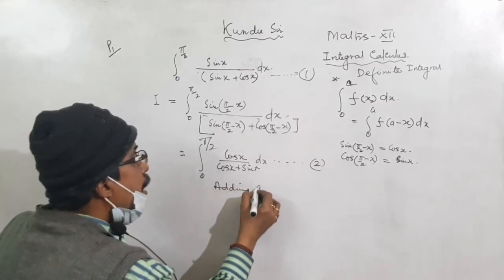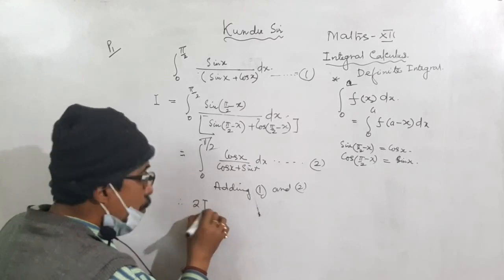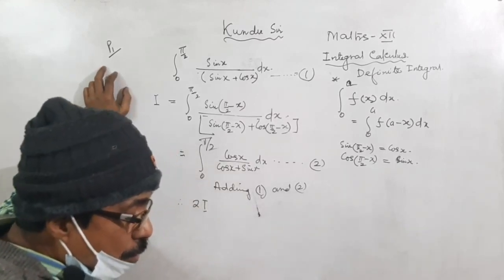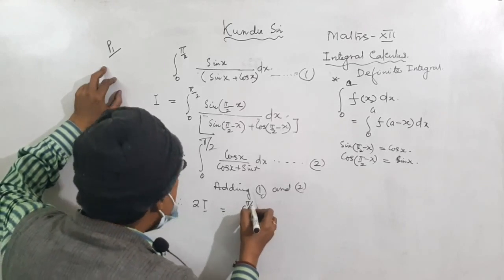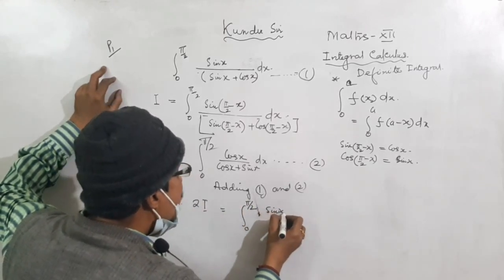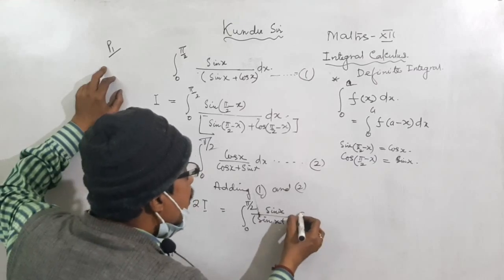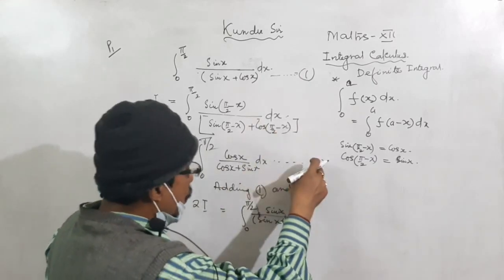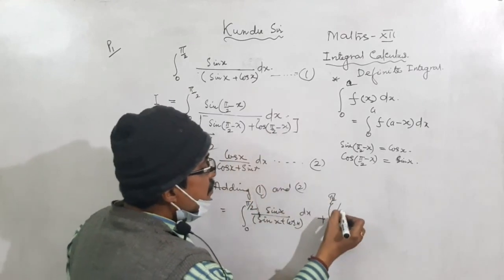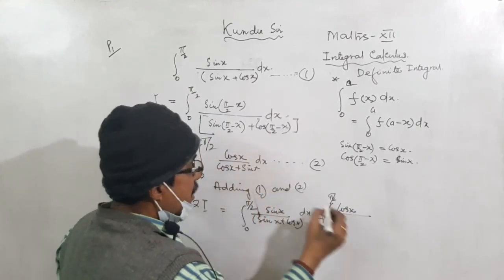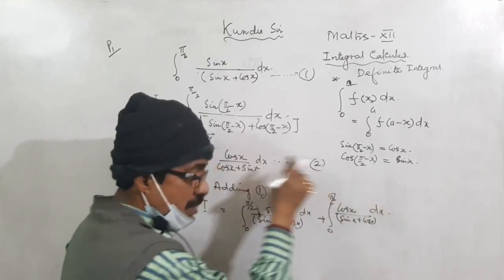Now we are adding 1 and 2. Therefore 2I equals, what are we getting? 2I equals the integral from 0 to pi by 2 of sin x upon (sin x plus cos x) dx plus the integral from 0 to pi by 2 of cos x upon (sin x plus cos x) dx.